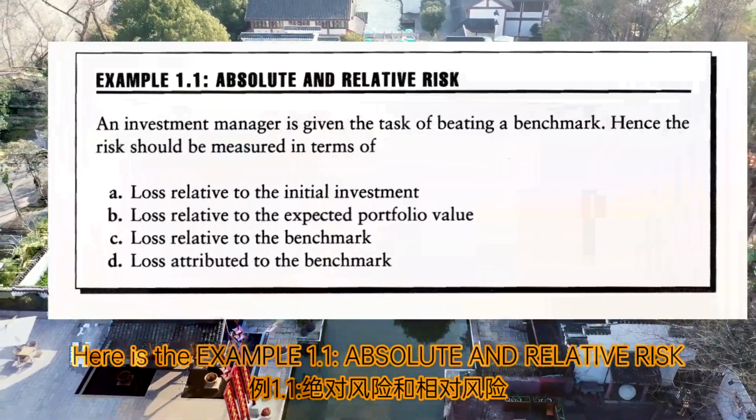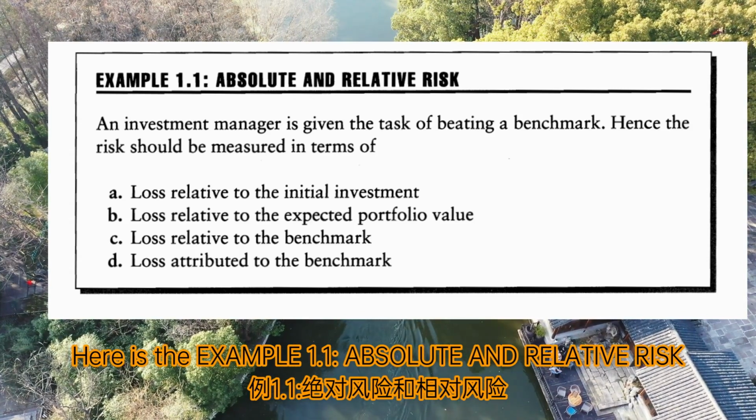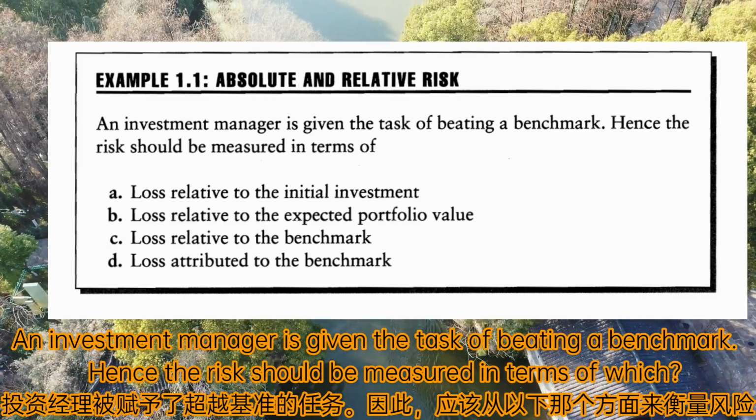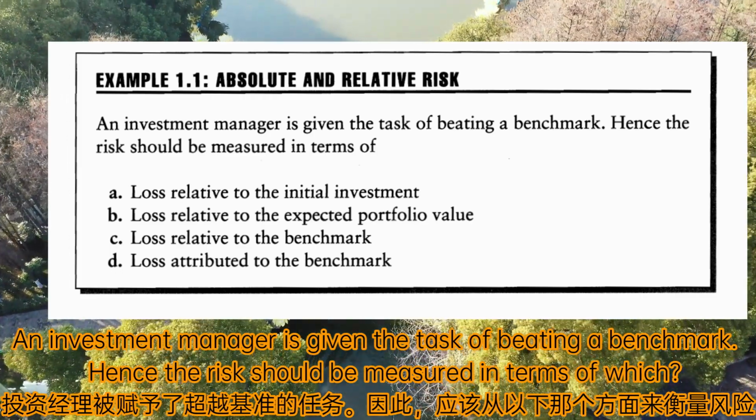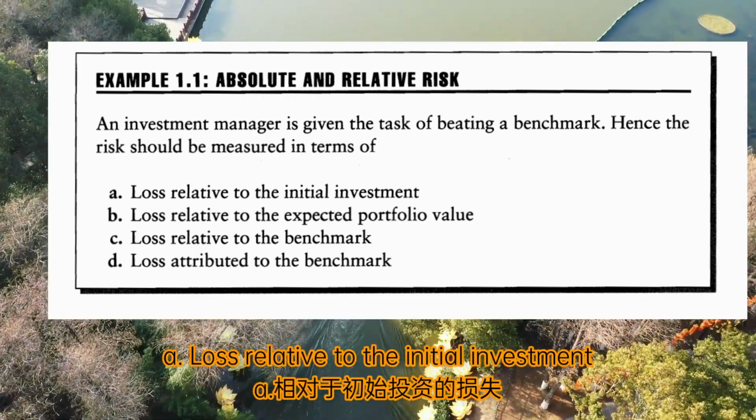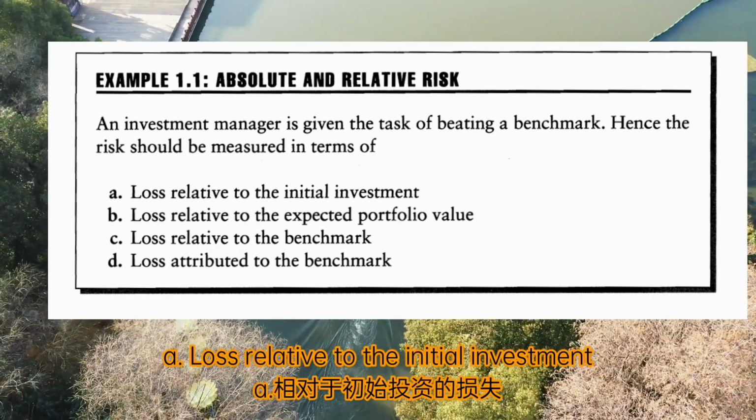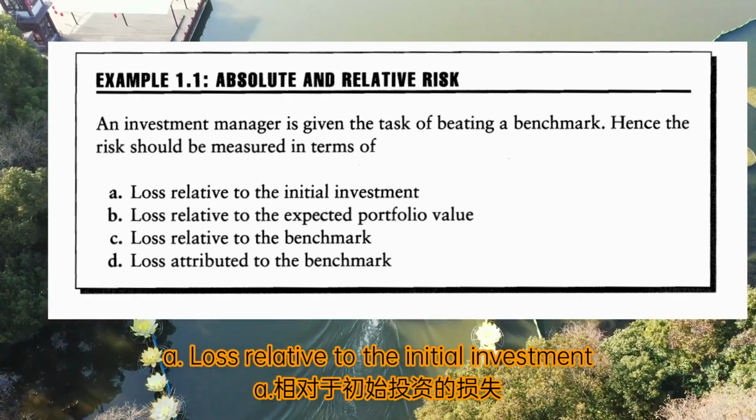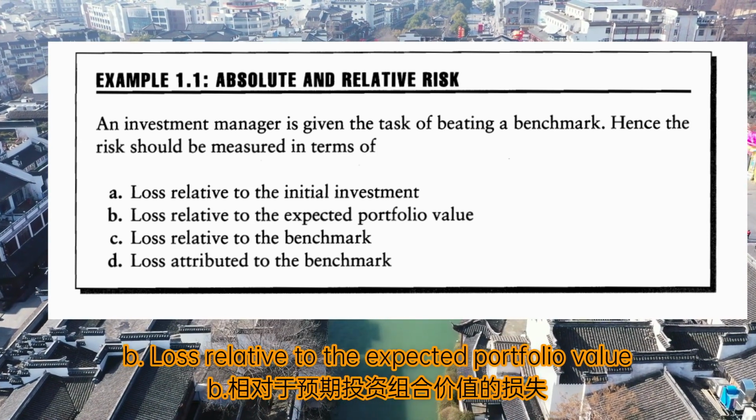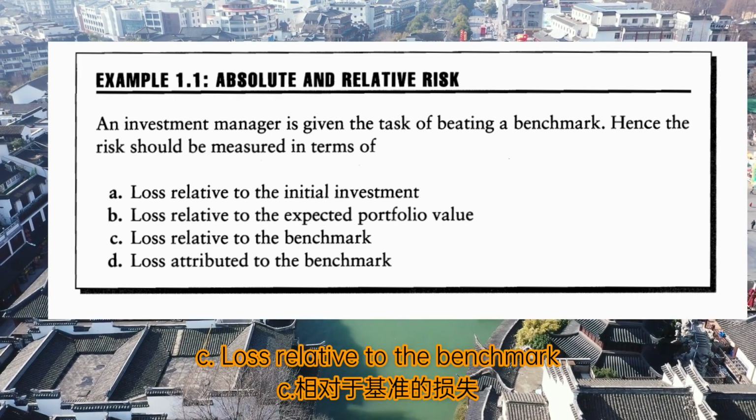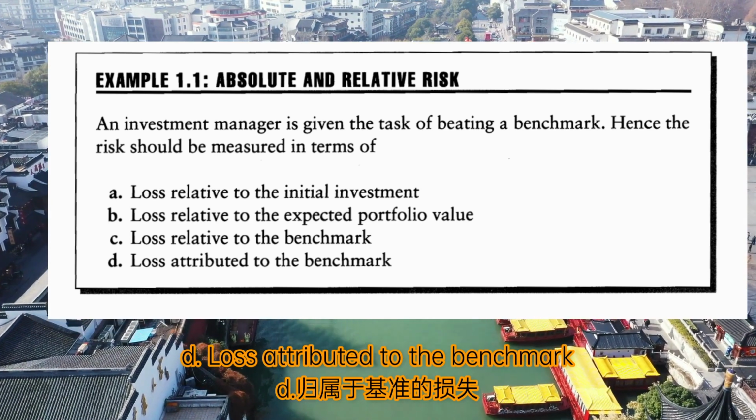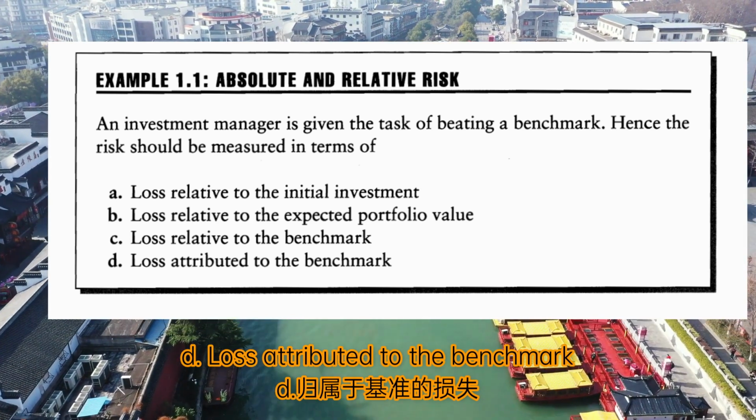Here is example 1.1, absolute and relative risk. An investment manager is given the task of beating a benchmark. Hence, the risk should be measured in terms of which we can see: A is loss relative to the initial investment, B is loss relative to the expected portfolio value, and C is loss relative to the benchmark. D is loss attributed to the benchmark.